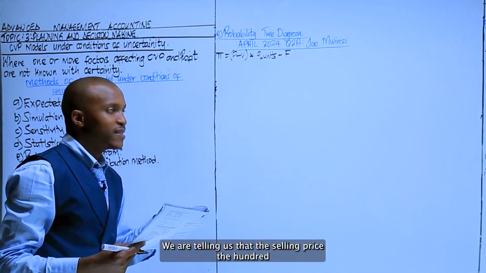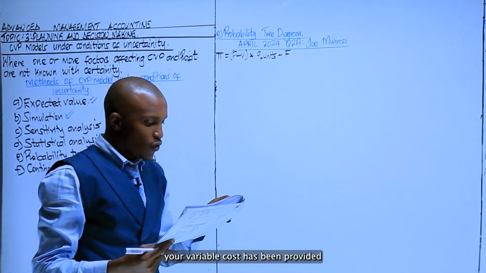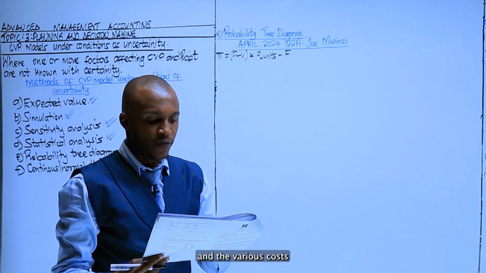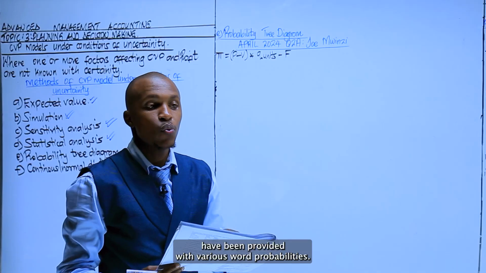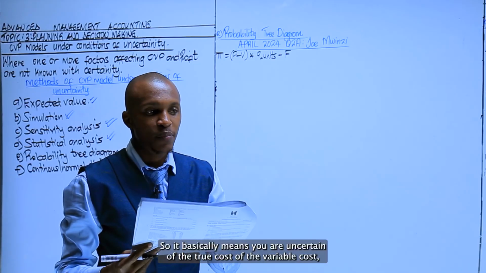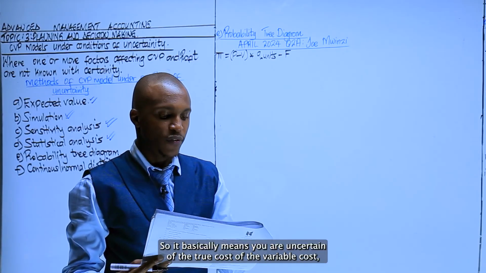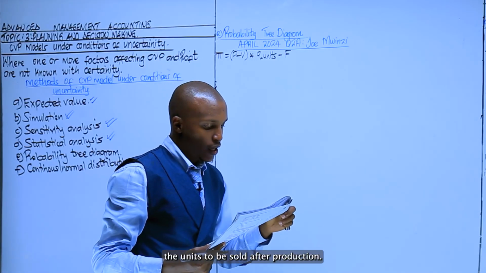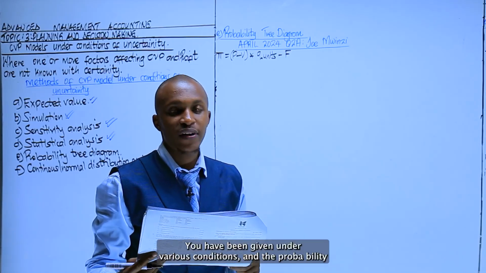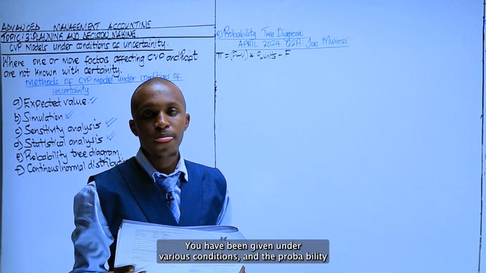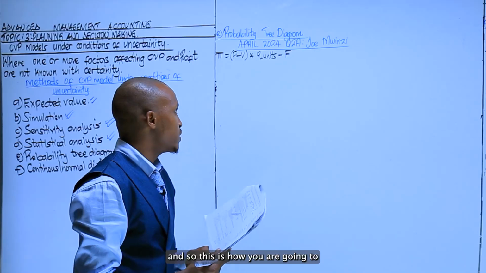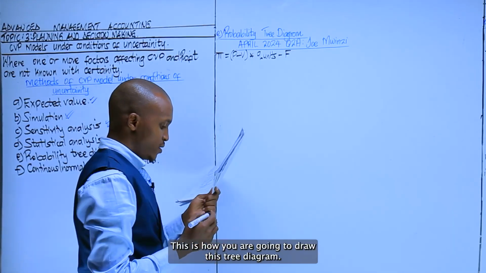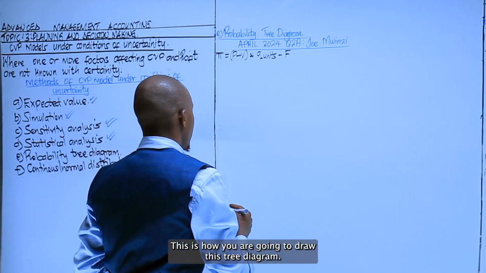They are telling us that the selling price is 1,000. Your variable cost has been provided, and various costs have been provided with various probabilities. So it basically means you are uncertain of the true variable cost. The units to be sold after production, you have been given under various conditions, and they have probabilities. And so this is how you're going to draw this tree diagram.